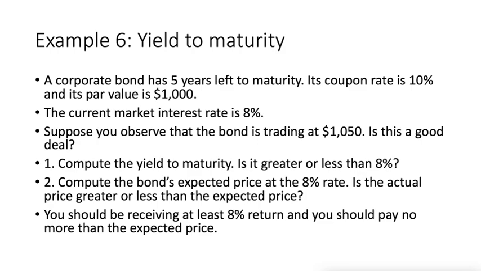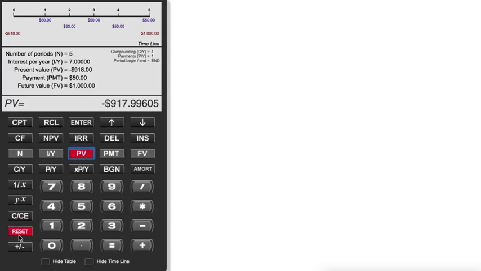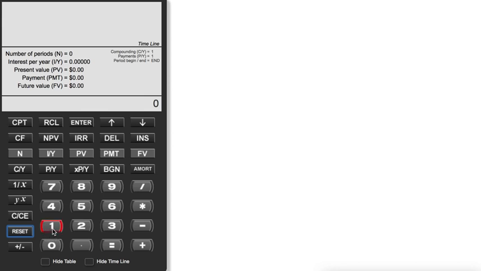So, let's input what we know into the calculator. You can input par value, which is the future value.